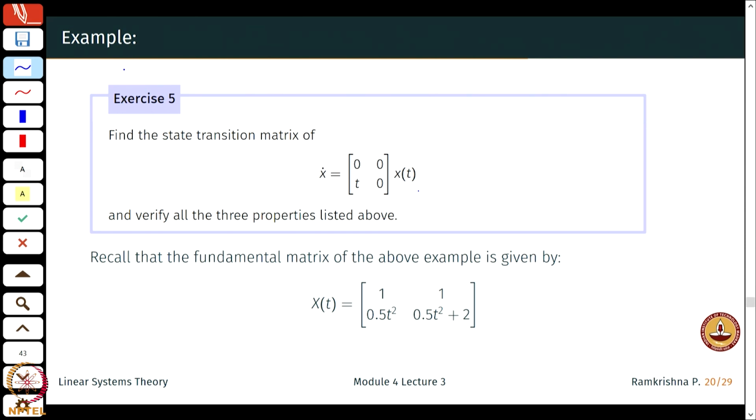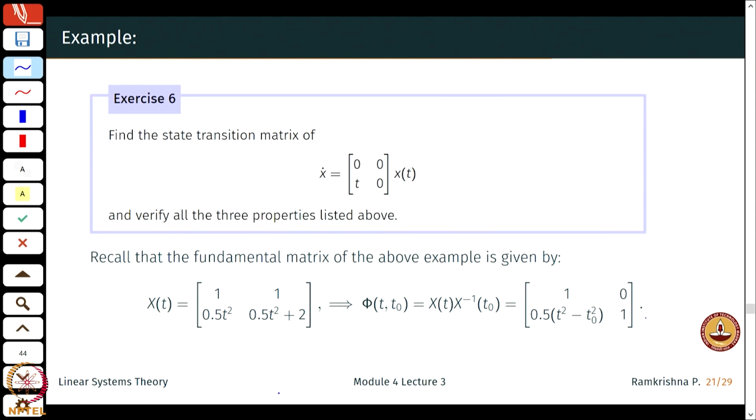As an illustration, let us recollect the example that we started with, where x dot was [0 0; t 0] x(t), and we wish to find the state transition matrix of the time varying system given by this A matrix. We earlier computed the fundamental matrix to be of this form a couple of slides ago. To compute the state transition matrix would just be application of this formula: phi(t, t0) is X(t) X inverse(t0), and if I use the definitions, it turns out that this matrix over here is my state transition matrix for the given system. So that's a straightforward procedure to compute the state transition matrix of a linear time varying system.